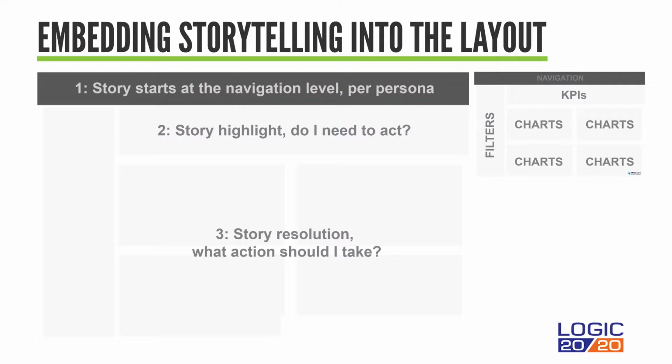We introduce the characters. Story highlight is next, the KPIs. Do I need to act? And then we move down to the charts, the story resolution. What action should I take in order to solve those problems?